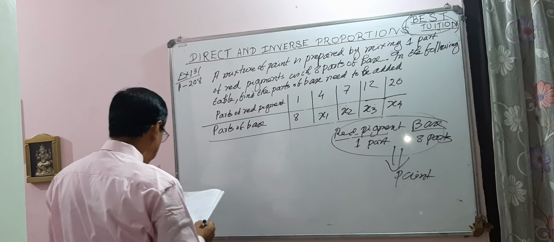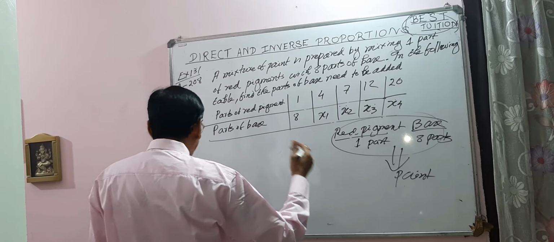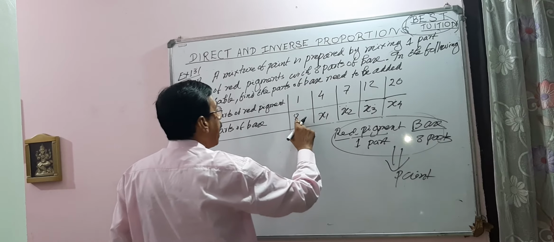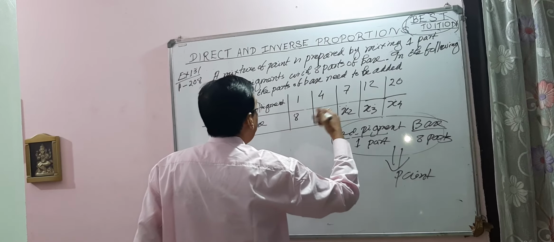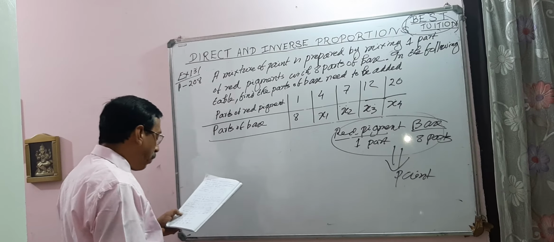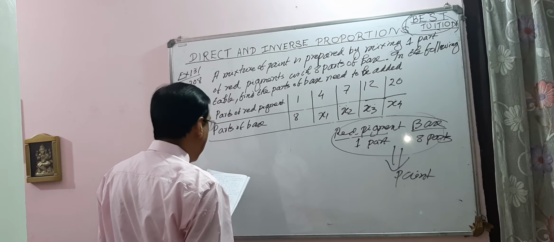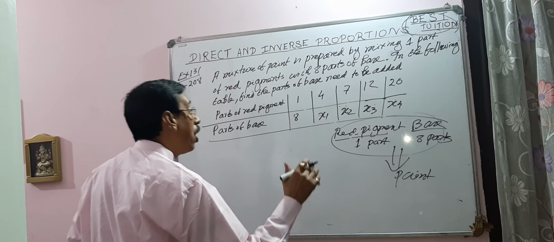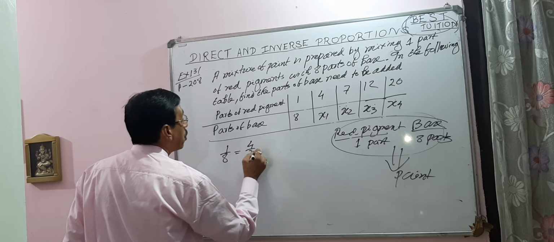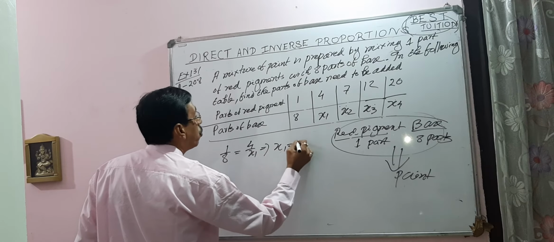Now one more question is that for more red pigments, the parts of base will be more. Here you see that 8 parts, 1 part. So these are in direct proportion. For more red pigment, the parts of base will be more, and hence these are in direct proportion. Now the same thing, 1 by 8 is equal to 4 by x1. Solve it. x1 is equal to 32.